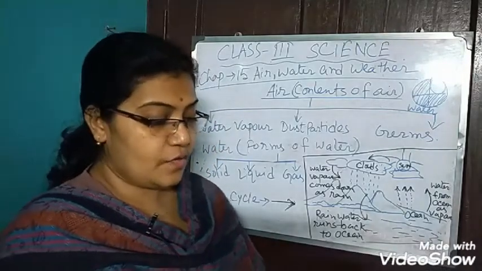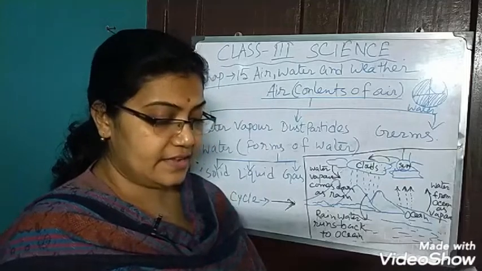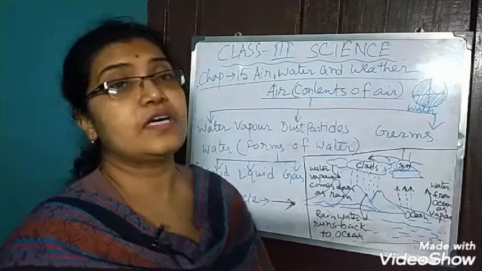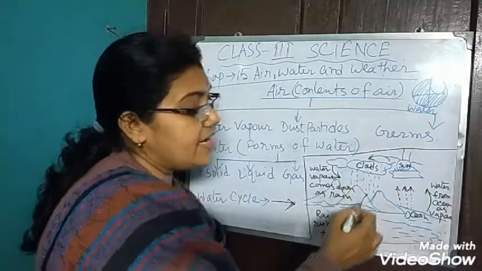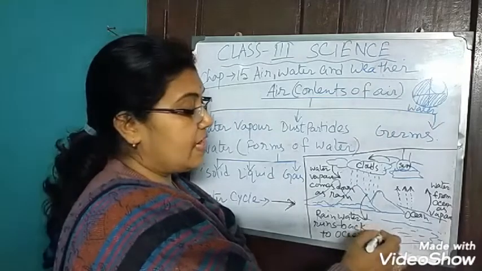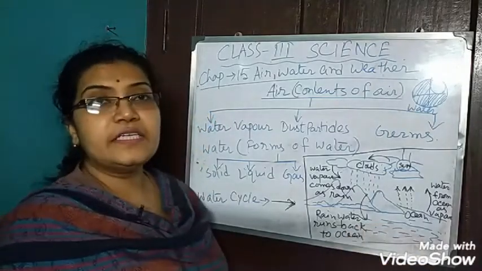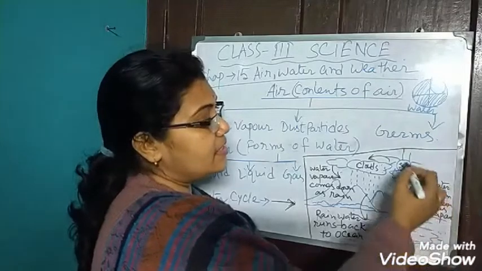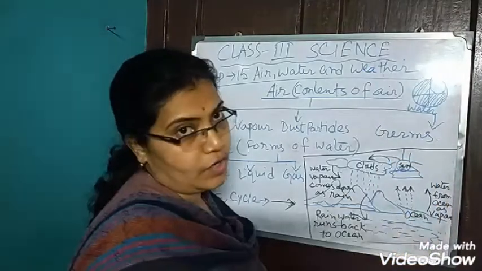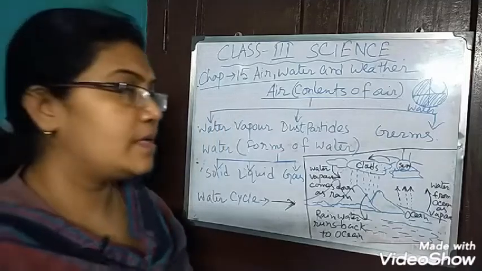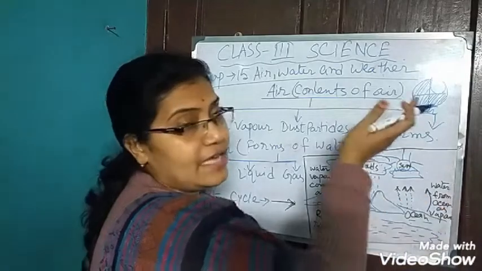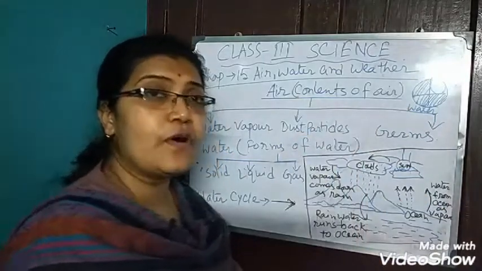Eventually, the rainwater from the lands and rivers reaches the ocean, so the cycle is completed. This is called the water cycle. That means when the rain falls, it will again fill up the water bodies. First, the sun heats the water from the water bodies, and it evaporates and goes high above in gaseous form.